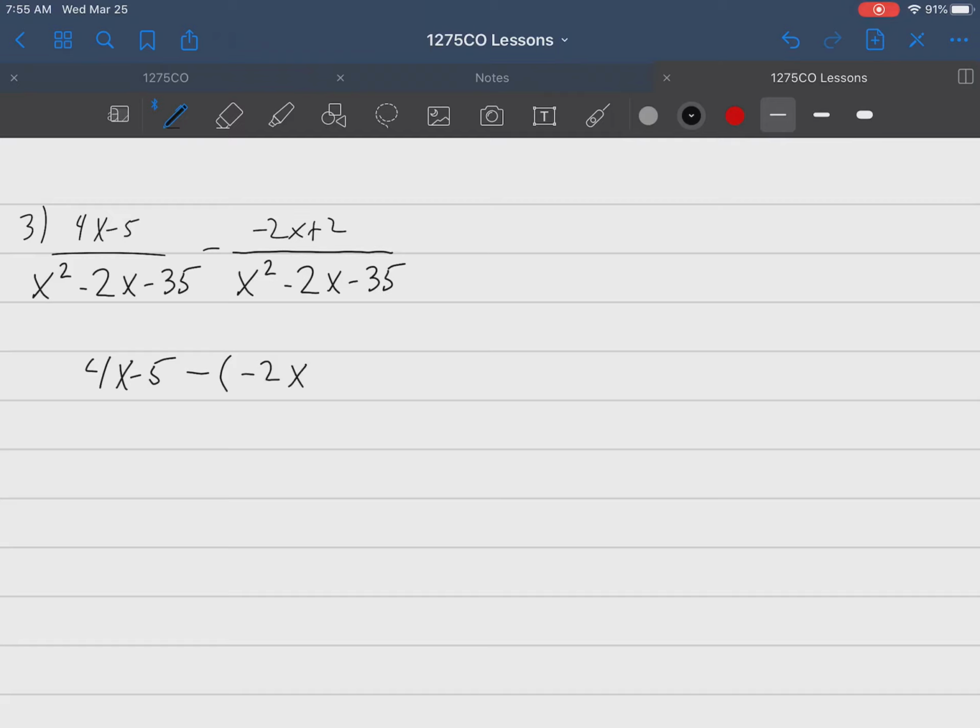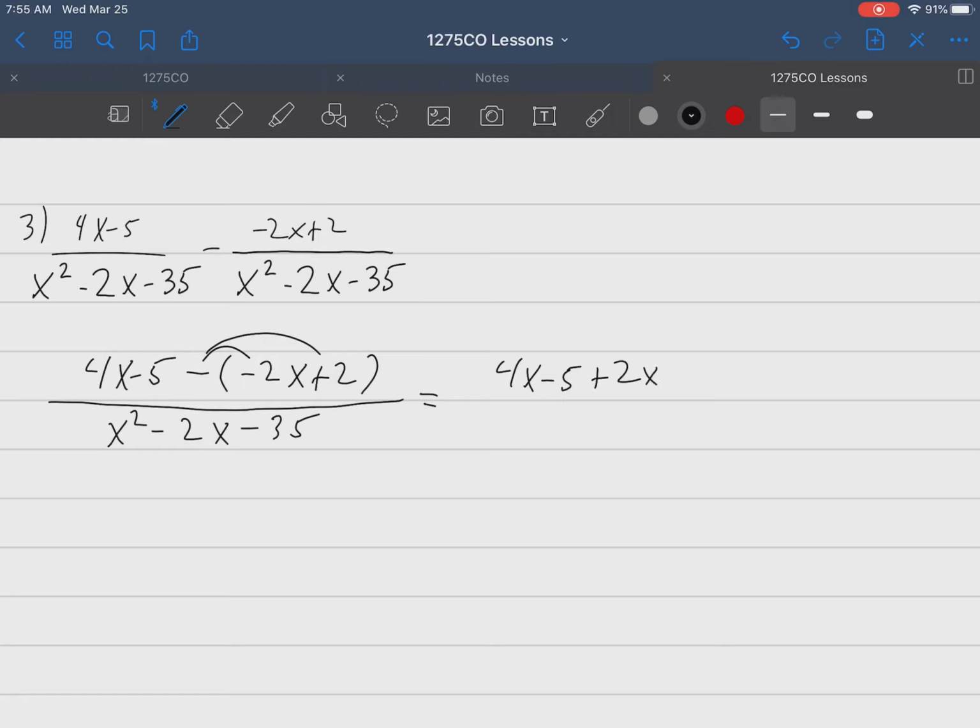let's keep the same color, minus negative 2x plus 2. x squared minus 2x minus 35 is the denominator. But these parentheses here are absolutely necessary. And notice that I'm not really doing any of the operations yet. We'll get to that. Because this minus sign is going to distribute 4x minus 5 plus 2x minus 2.